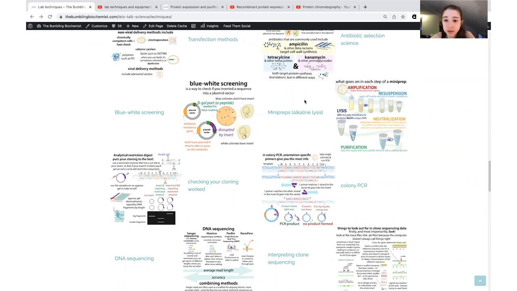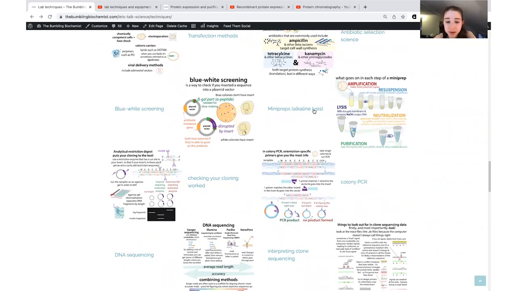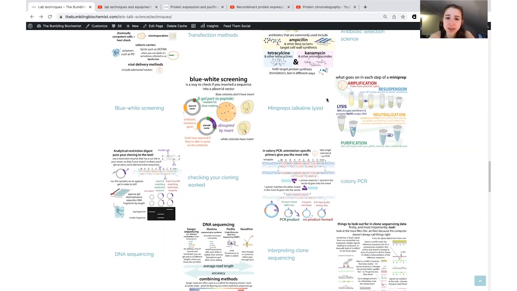These typically come in kits made by Qiagen or other brands, and a bunch of other brands make them. I think "mini prep" is probably proprietary, but everyone just calls them a mini prep as far as I know. But anyway, basically you want to take this bacteria, so you take a colony from the plate.